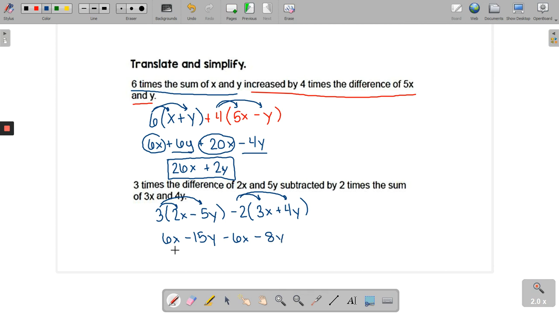So now we need to combine like terms. We have a 6x minus 6x. So those cancel out since it gives us 0. Negative 15y minus 8y gives us negative 23y. And then that is our final answer. So that is how you're going to use the distributive property and how to combine like terms.